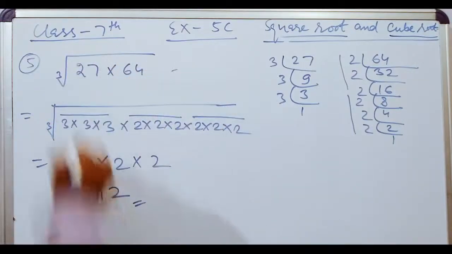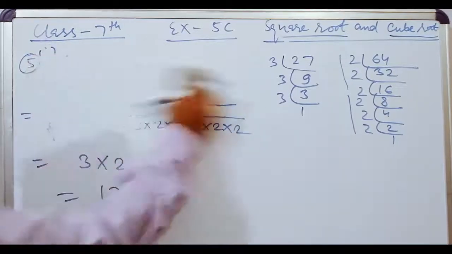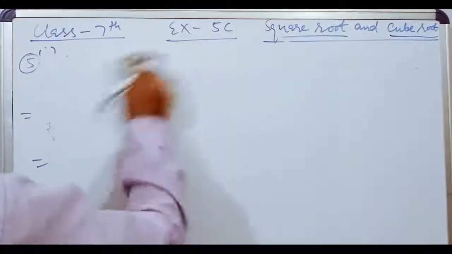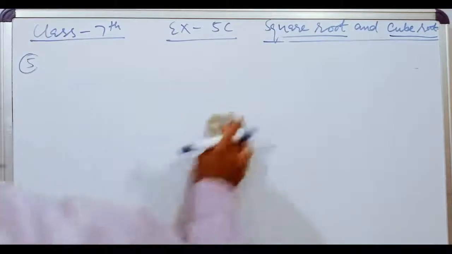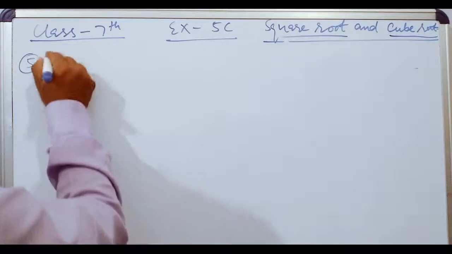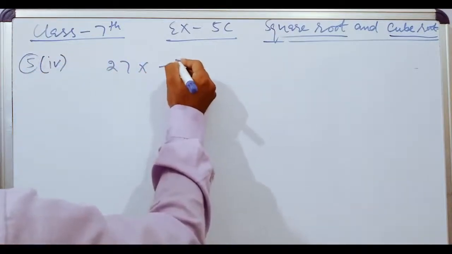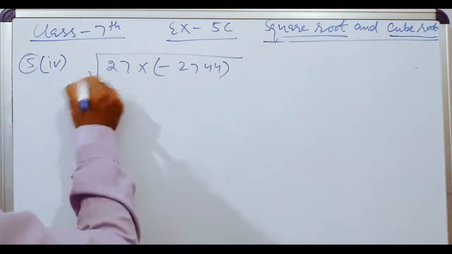Now, that was the first part. Now, I will tell you the usual fourth part. Now, fourth part. Only we have to take out the number from the triplet. Fourth part: 27 into minus 2744. This is the cube root.